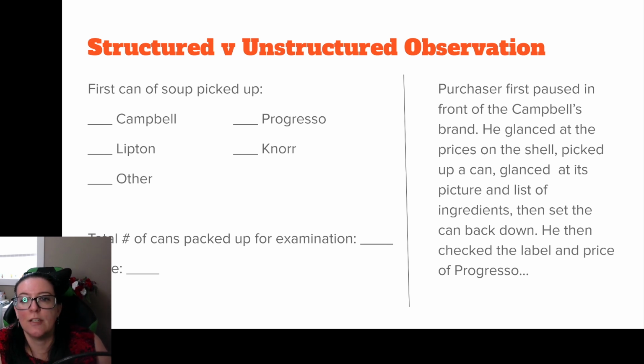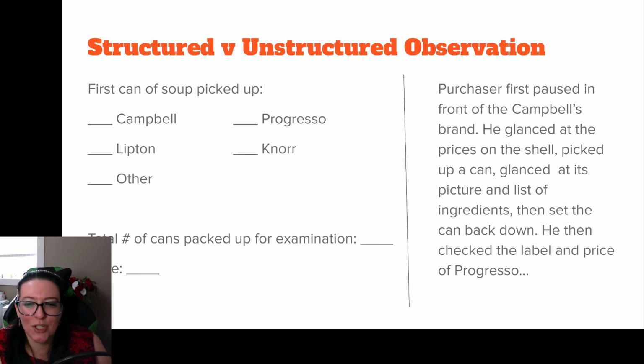Structured observation is a checklist like what you see on the left. So what happens when the person goes to buy a can of soup? Which can do they pick up first? And we would check that. And what you can't see that my face is hiding, it says total number of cans picked up for examination. And so we'd say, oh, well, they looked at the labels of 3 different types of soup. So we'd write that down. How much time do they spend in the soup section of the grocery store?